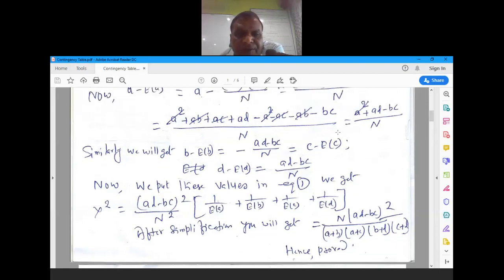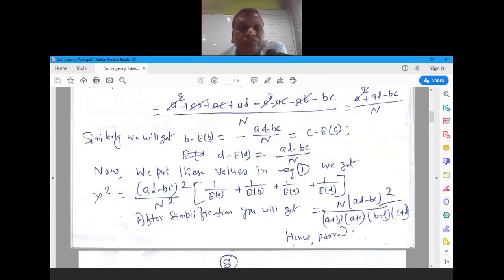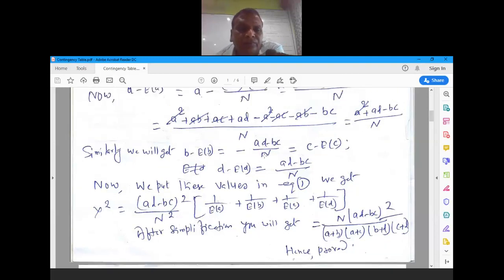So you may simplify it. In the second case, you put the value of expected value of B, and in the third term you also put the expected value of D, and you will get the value like this. So this is your home assignment. Please note down. Now you complete it. What is the value of B minus expected value of B? What is the value of D minus expected value of D? And what is the value of C minus expected value of C?